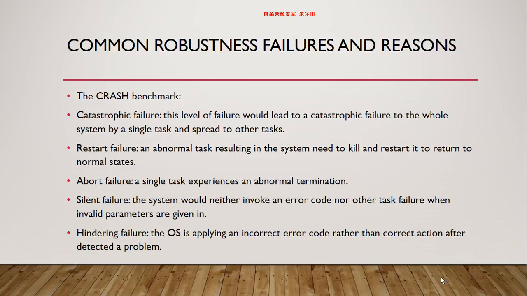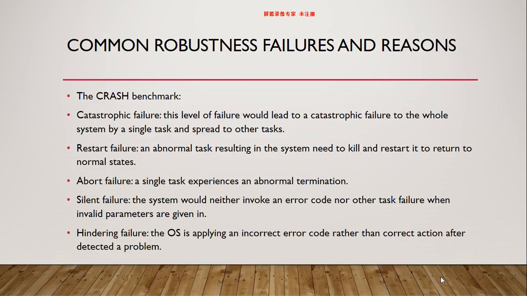So in the scientific literature, robustness failure can sometimes be categorized by the CRASH benchmark. The C is for the first one, catastrophic failure. This means this level of failure would lead to a catastrophic failure of the whole system, from a single task spreading to other tasks.